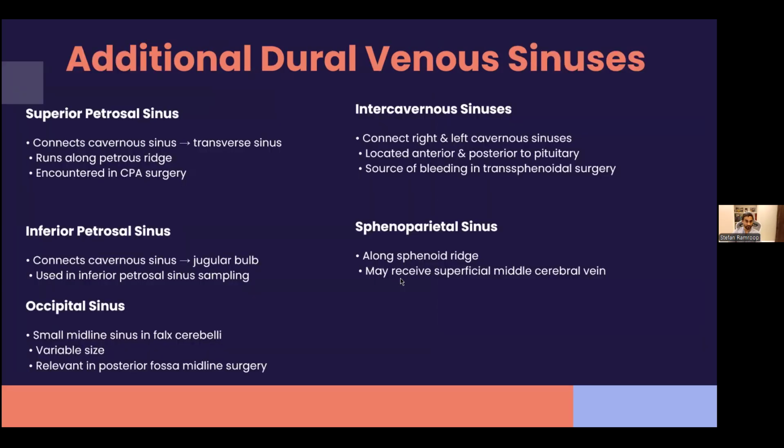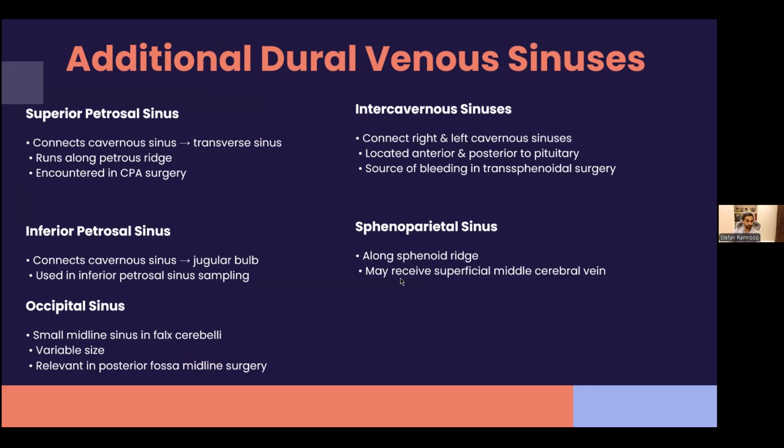So in terms of additional dural venous sinuses, you have several smaller ones that are important as well and can be encountered frequently. You have your superior petrosal sinus, which connects your cavernous sinus to the transverse sinus and runs along the superior border of your petrous temporal bone. That could be encountered in cerebellopontine angle surgeries and tentorial incisions.